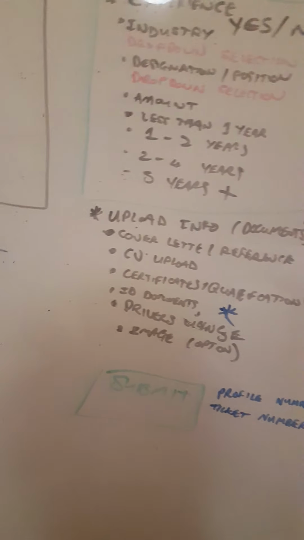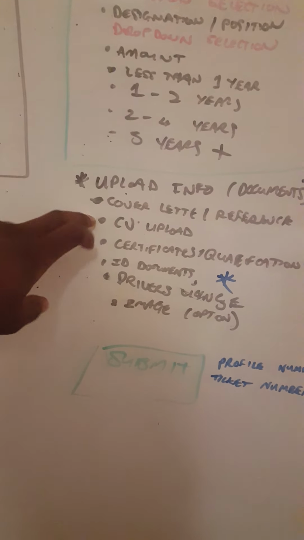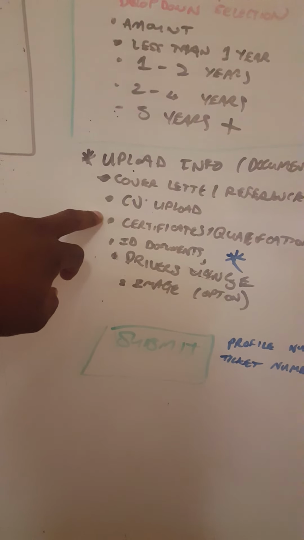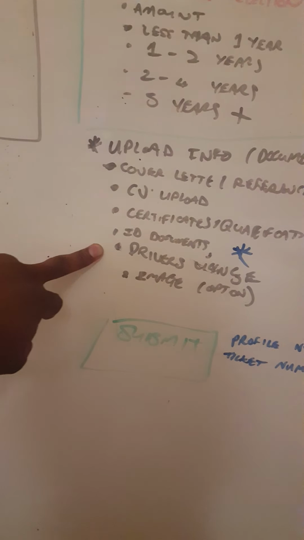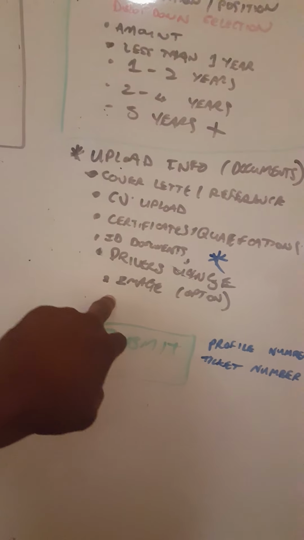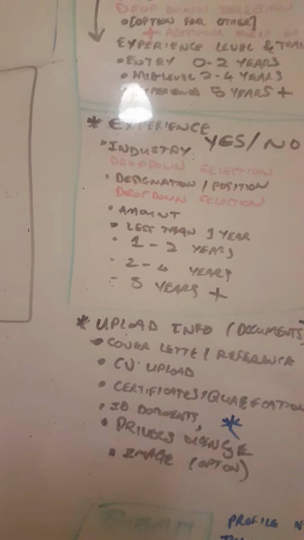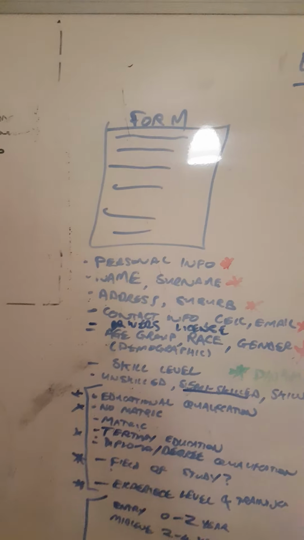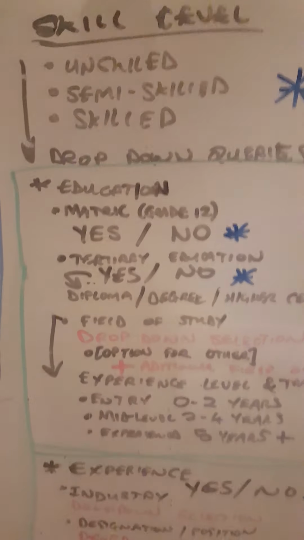After they fill this in, then they get an option to upload information. So they get to upload a cover letter or a reference letter. They get to upload their CV or resume. They get to upload any certificates and qualifications that they have. They get to upload their identification documents and their driver's license. And then optional, uploading a picture of themselves. So that's basically it. You get your personal information, and then you get skill level, education, experience, then uploading information.